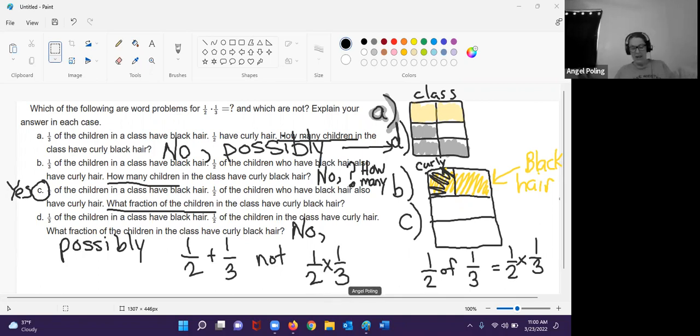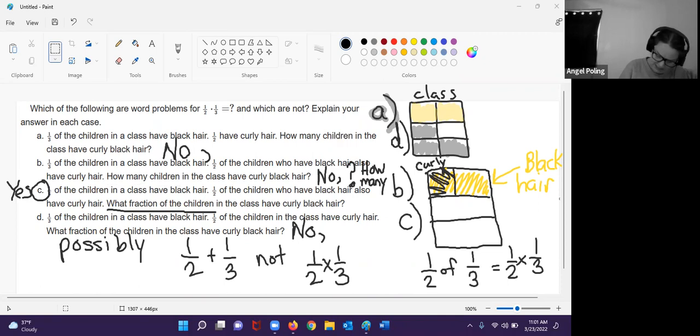So it could be 1/2 plus 1/3, but it's not 1/2 times 1/3, right? And even though A could be this image, the further issue is we don't know how many children there are. So having that as part of our question makes an issue for us. Don't know. Don't know, right? But the how many or what fraction, that's a good way to phrase it when all you know is fractions.